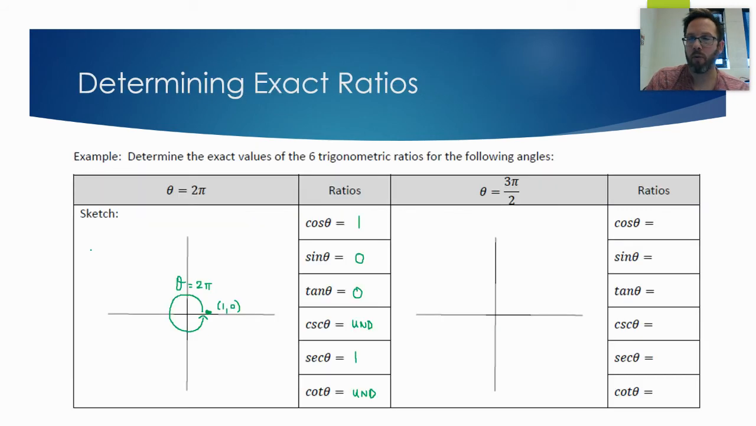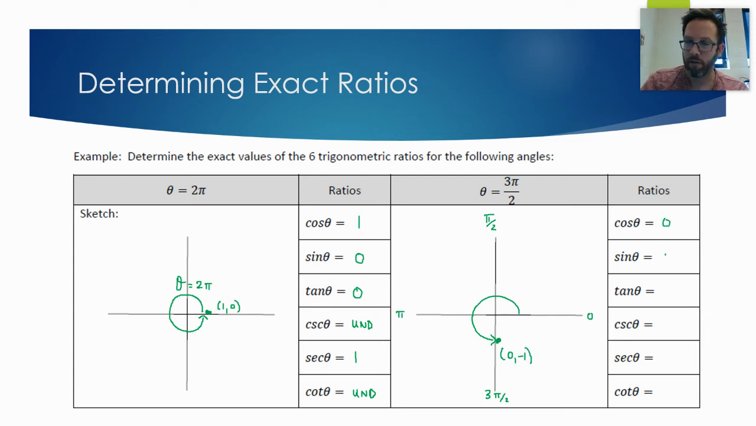Okay, let's try another one, not so obvious here. Okay, so 3 pi over 2. Let's draw this out. So 0, pi over 2, pi, 3 pi over 2. Oh, this is just equivalent to 270 degrees. It corresponds to this point on the unit circle, which would be (0, -1). So another one that's not so bad.